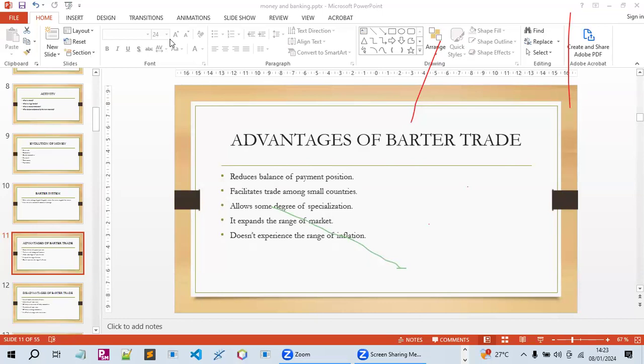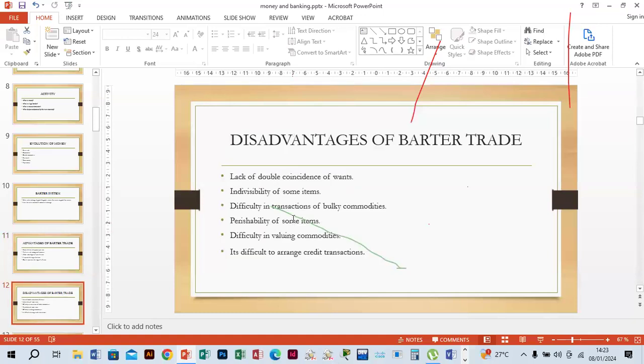Then the disadvantages of barter trade. Lack of double coincidence of wants. What do I mean by lack of double coincidence of wants? It's difficult to find someone in need of what the seller is selling and who has what the seller wants. For instance, if someone wanted goats for beans, they had to spend many days looking for someone with beans to exchange for goats.